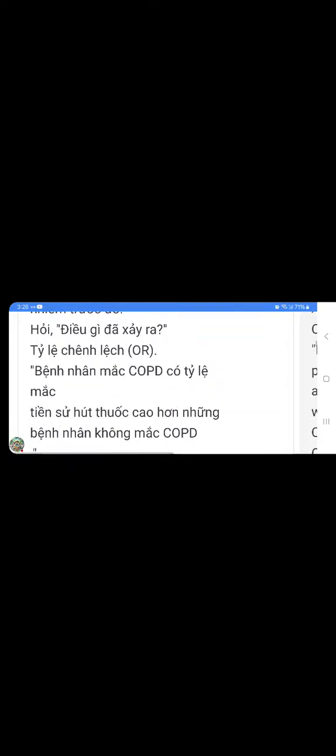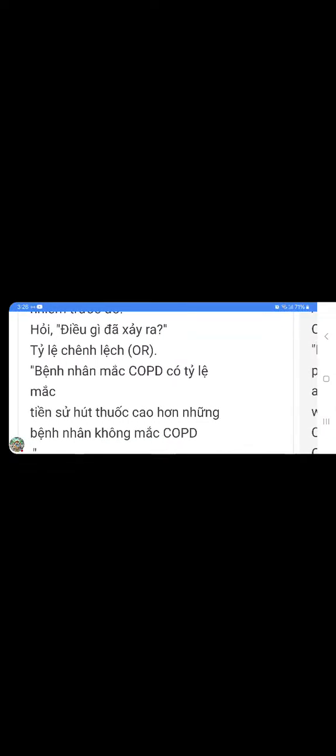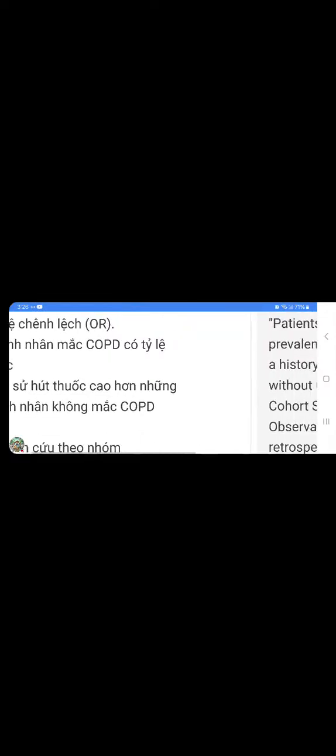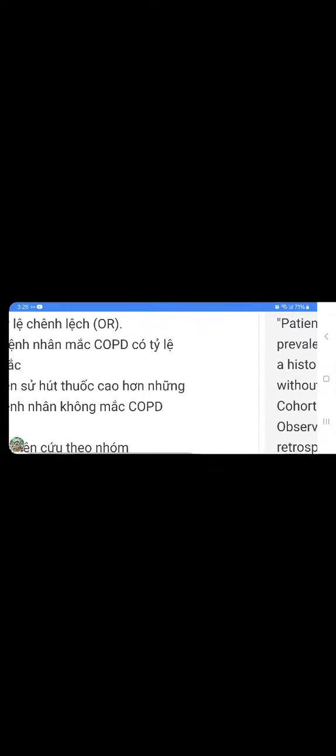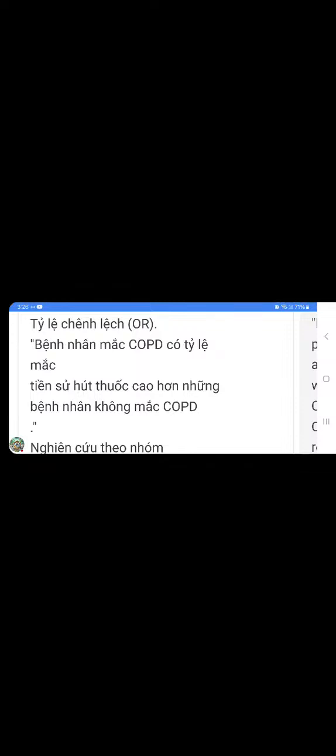So for example, patients with COPD have a higher prevalence of history of smoking than the patients without COPD. So we see that in the past, patients who have COPD have a higher prevalence of smoking cigarettes than the patients without COPD.